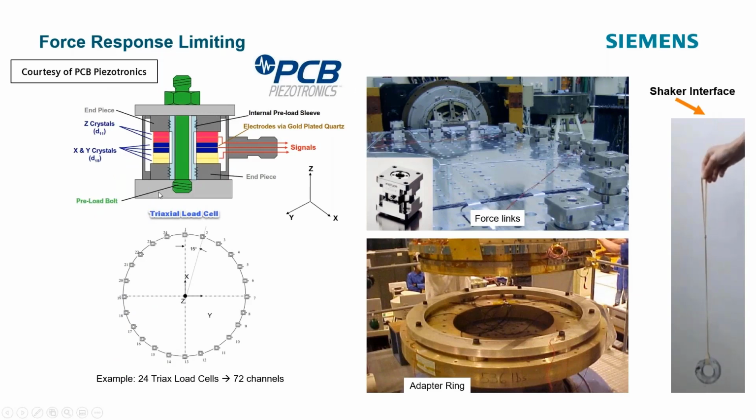Force response limiting, you might be wondering about that. You have, this is a preloaded force transducer. There's also unloaded force transducers that you can get that you have to preload yourself by putting a bolt through. This adapter ring, you can see up here, here's an example of force links that are going to be applied to a structure. This is an example of the force washers that require a bolt to go through and preload the force transducer before applying your spacecraft to this adapter ring.